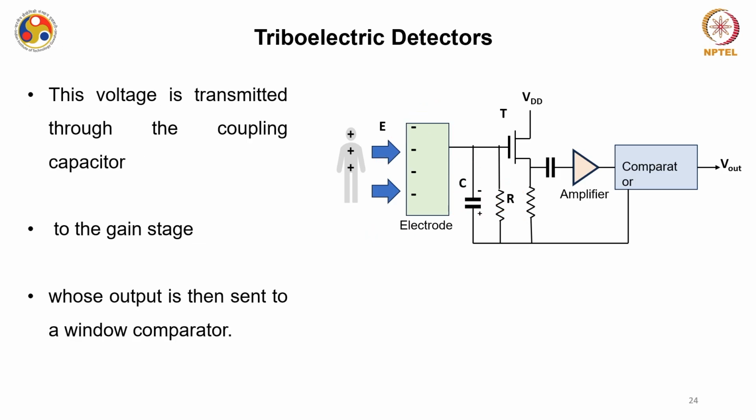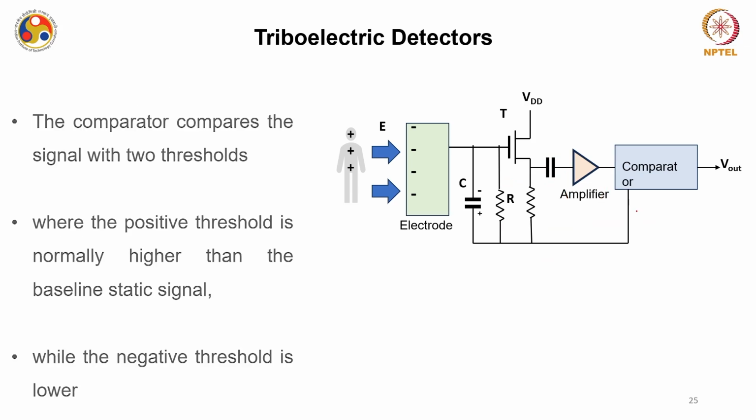Now this voltage, the voltage across this resistor R, is transmitted through this coupling capacitor to the gain stage. This is the gain stage, and this is the coupling capacitor I am talking about. This output is then sent to the comparator, or the window comparator that we have seen.